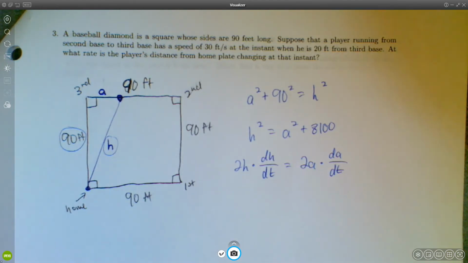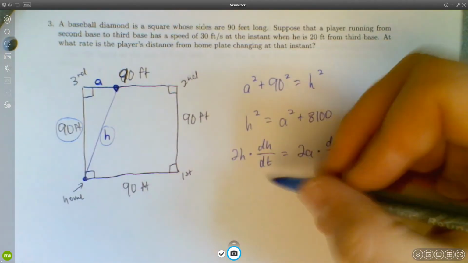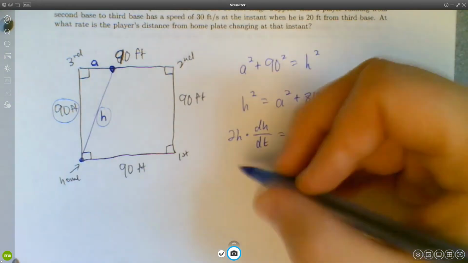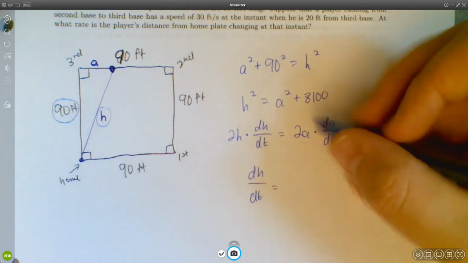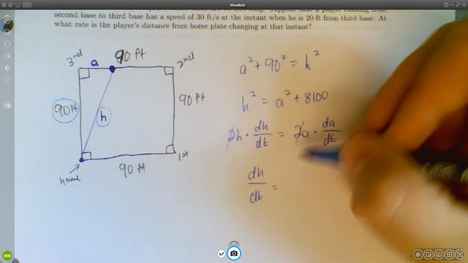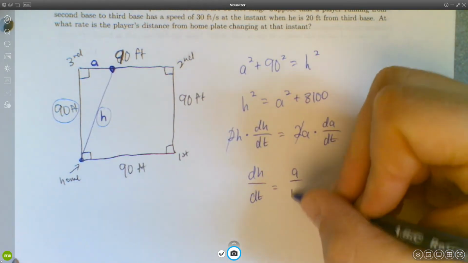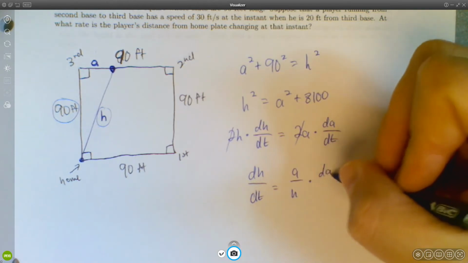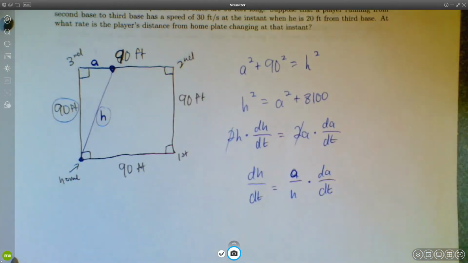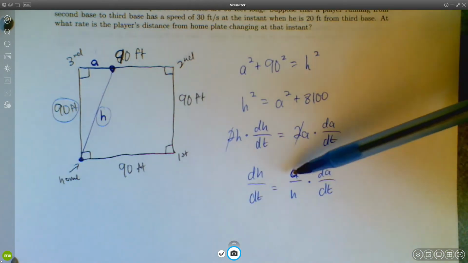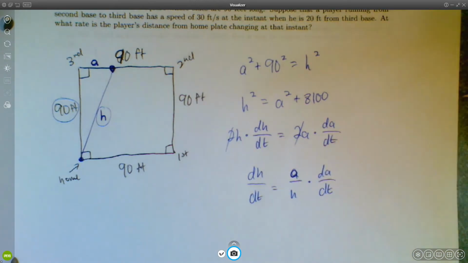So now, what do I need to do in order to solve for dh/dt? Well, for one thing, let's go ahead and divide both sides by 2h. So I'm going to say dh/dt is, well, when I divide by 2, the 2's cancel. So I'm just going to get a over h times da/dt. So what do I need? Well, I need to know da/dt, I need to know a, and I need to know h.